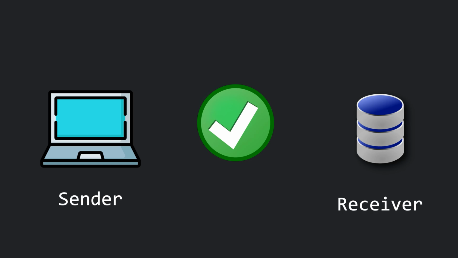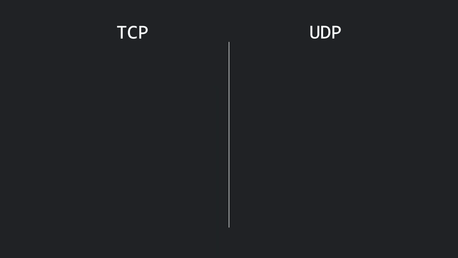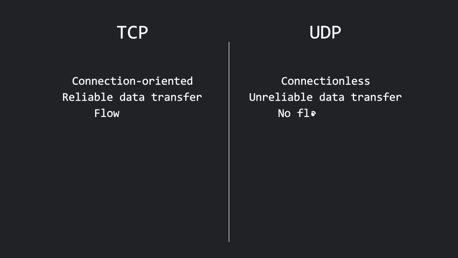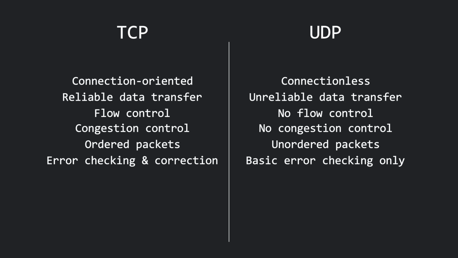It's perfect for situations where speed matters more than accuracy, like live video streaming, online gaming, or voice calls. Here is the comparison between TCP and UDP side by side. You can pause and check it out.